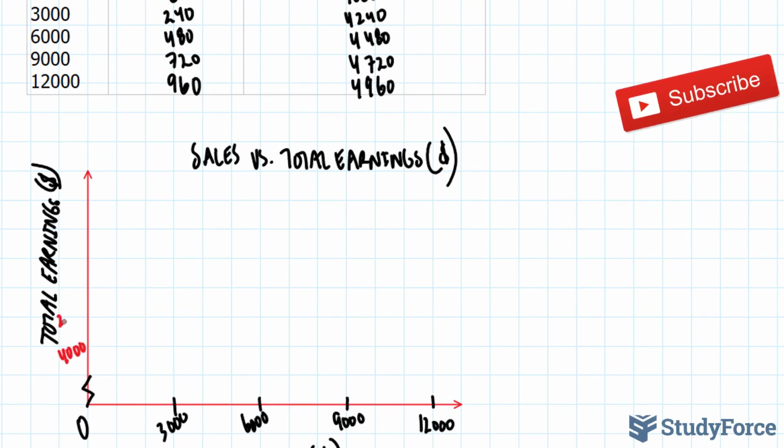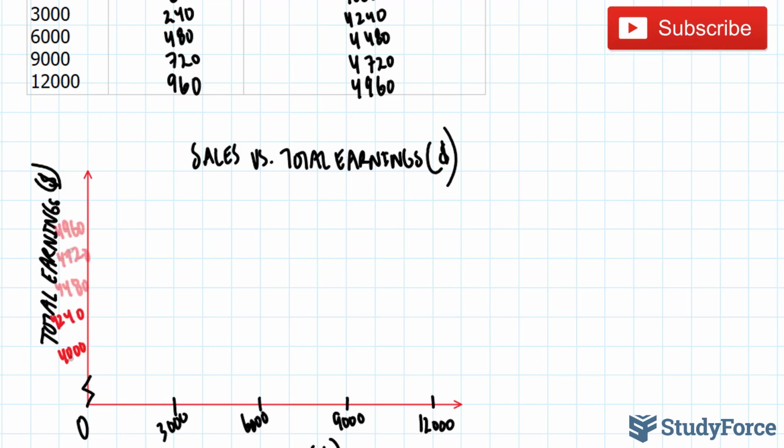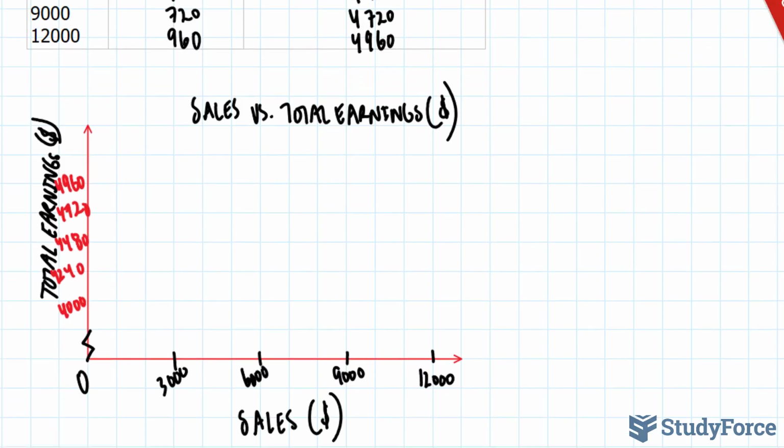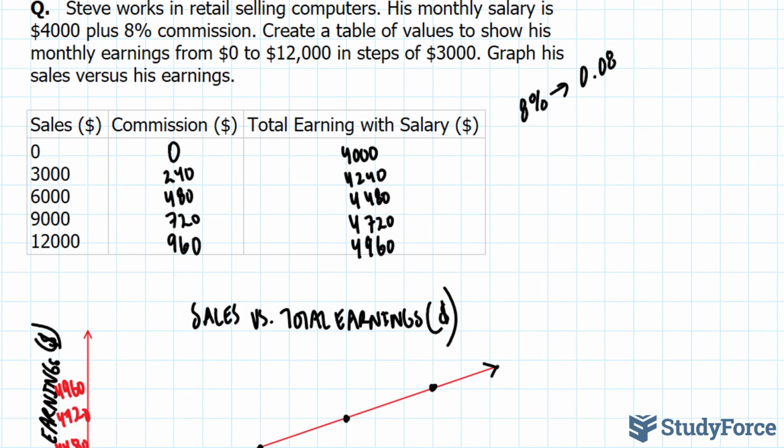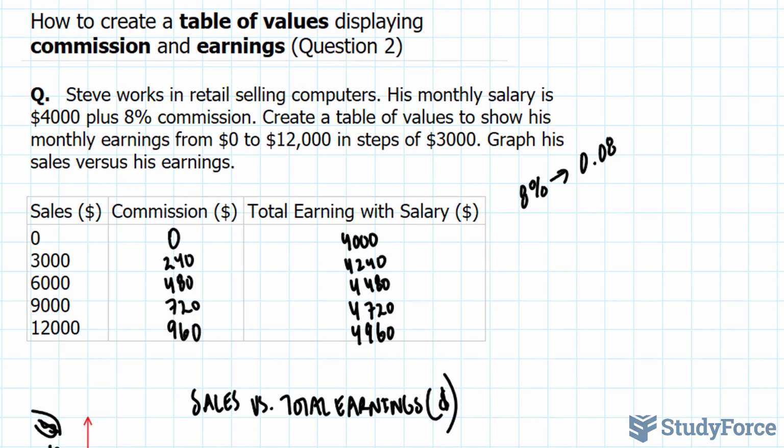This will be 4,240. Now that we've set up our graph, we can plot the points. The first point was 0 and 4,000. The next point was 3,000 and 4,240. Your last step is to connect these points with a straight line. And there you have it. That right there represents the graph that represents this table. And that is how to create a table of values displaying commission and earnings.